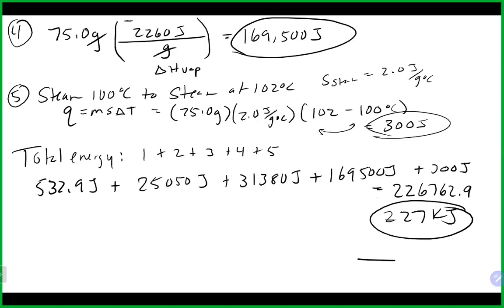It would, yeah. And then all the individual values that we got along the way would be negative as well, because you would do those kind of switches and then make the heat of fusion, the heat of vaporization negative as well.